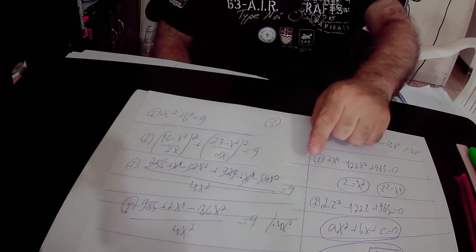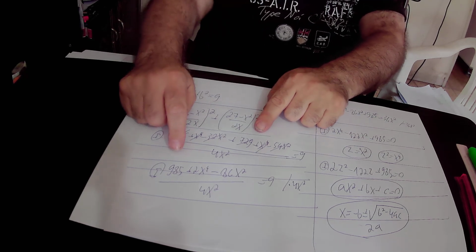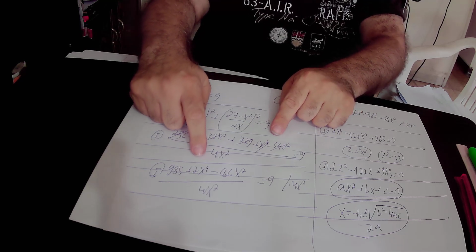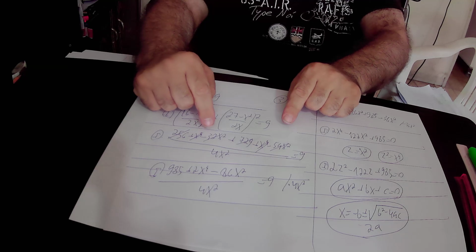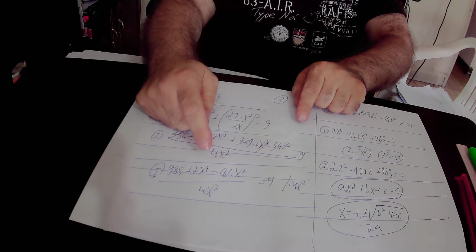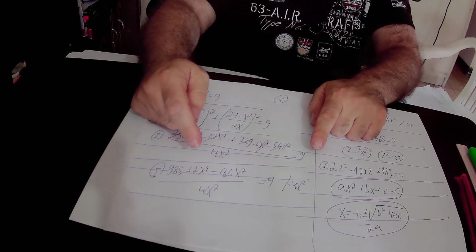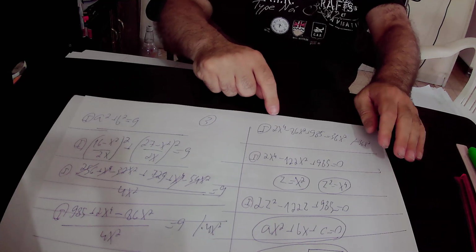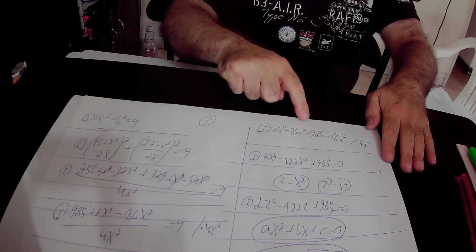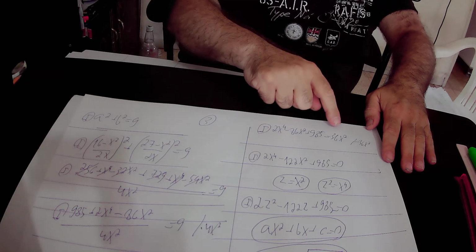2x squared is 4x squared, that is equal to 9. Here 256 plus 729 is 985. x to the power of 4 plus x to the power of 4 is 2 times x to the power of 4. And minus 32x squared minus 54x squared is minus 86x squared, divided by 4x squared equals 9. Here we multiply this equation by 4x squared, and we get 2 times x to the power of 4 minus 86x squared plus 985 equals 9 times 4x squared, which is 36x squared.